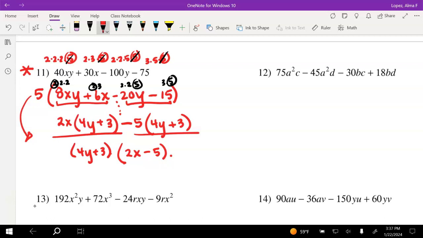And don't forget, that 5 that you took out at the very beginning, he comes down. He is part of your final answer.